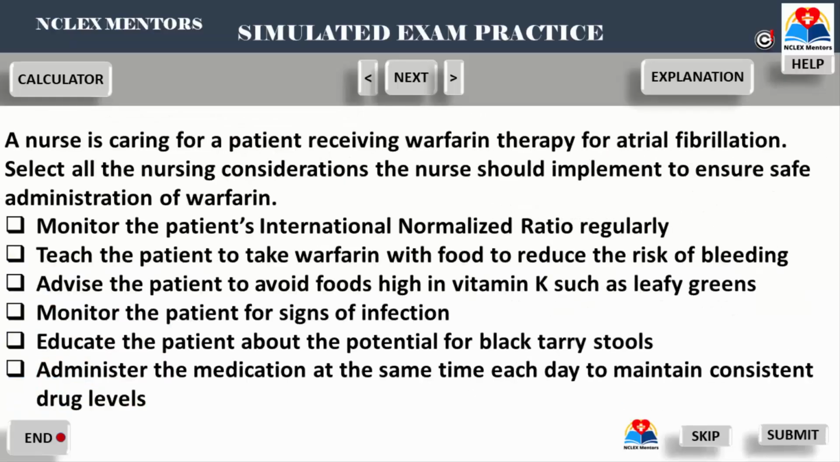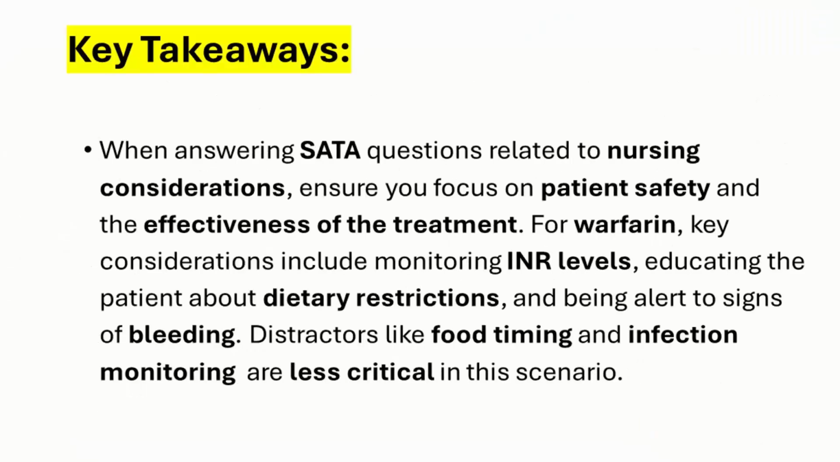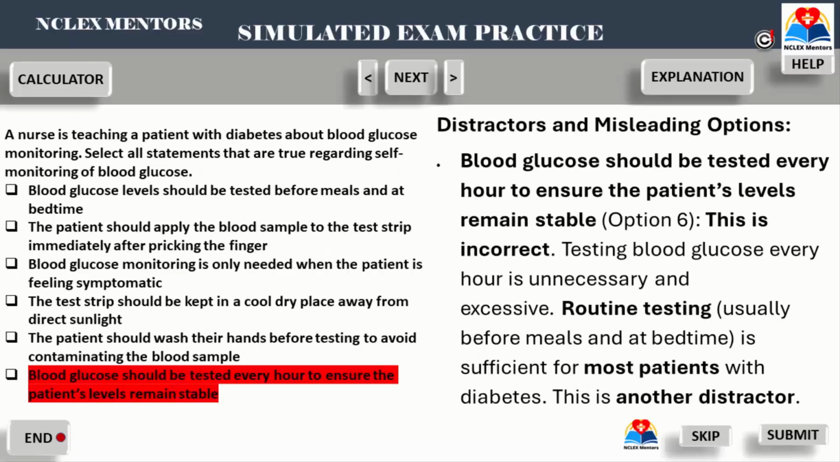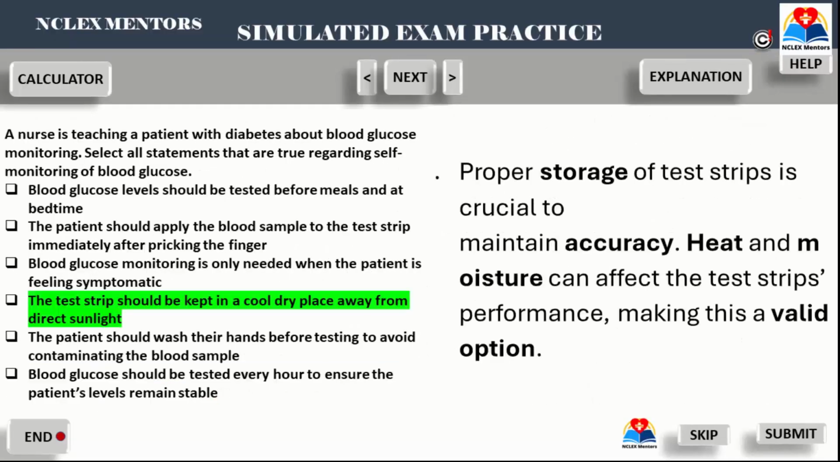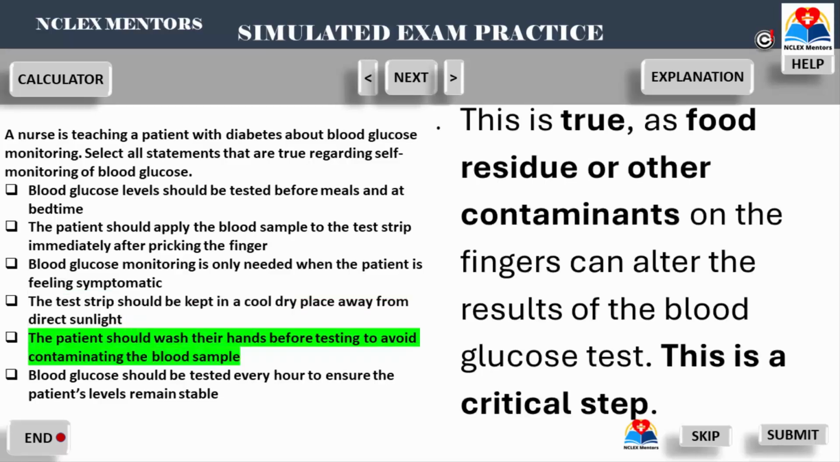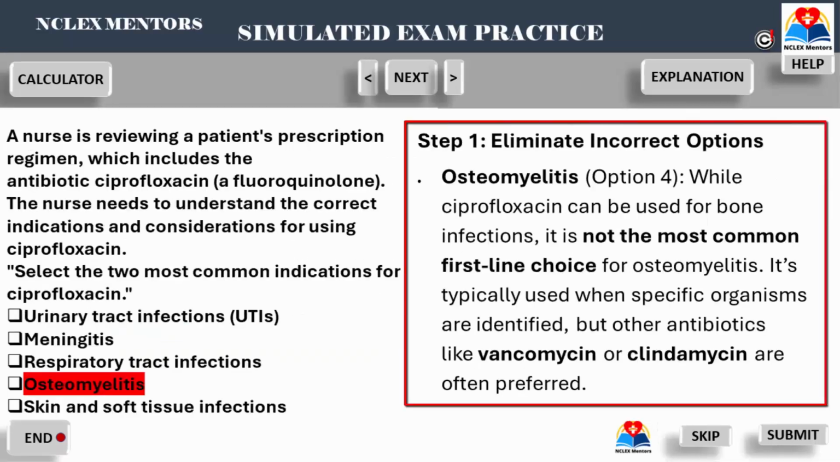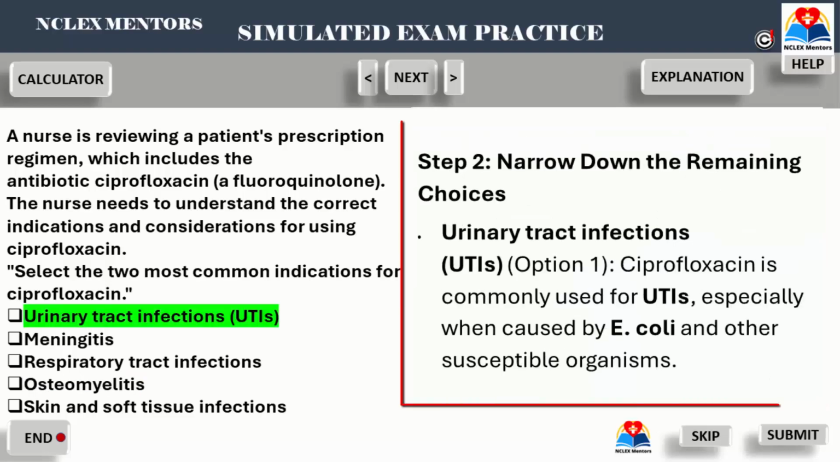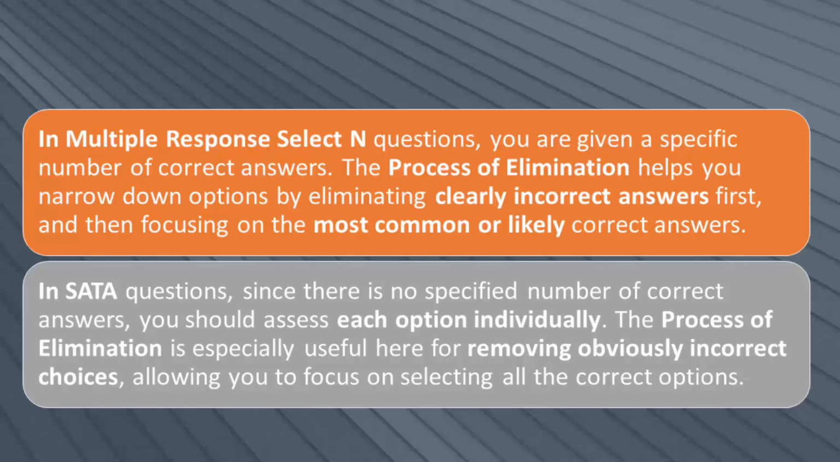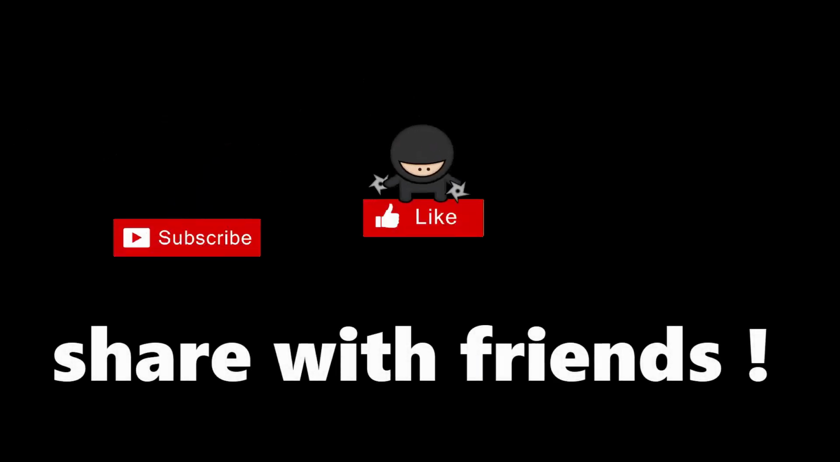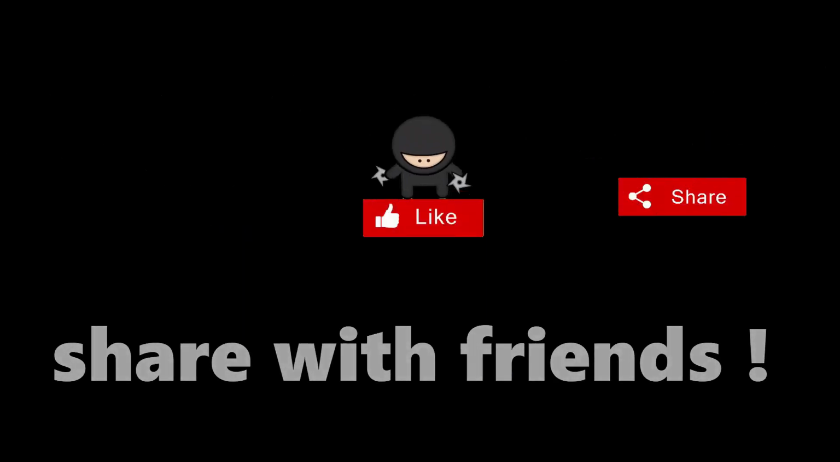We'll go through a full exam-style practice test, so you know exactly how to tackle these questions the right way. Not only will we go over the correct answers, but we'll also explain why each option is right or wrong. Plus, we'll clear up the confusion between Select N and SATA, so you know exactly what to do when you see them. Let's dive in.